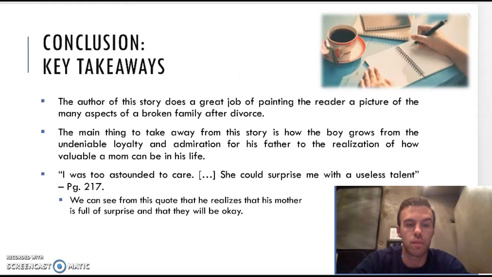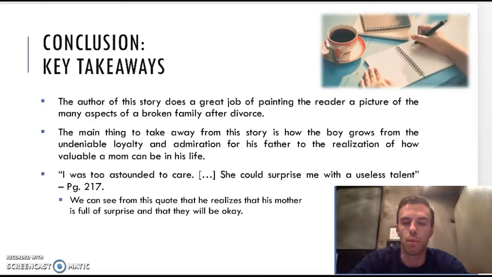The author of the story does a great job of painting the reader a picture of the many aspects of a broken family after divorce. I think a lot of people who have gone through this can relate and can really feel themselves in the pages of the story. I think the main thing to take away from this story is not the overall sadness for the two dogs whose fate has been determined for them, but the main takeaway is how the boy grows from the undeniable loyalty and admiration for his father to the realization of how valuable a mom can be in his life.